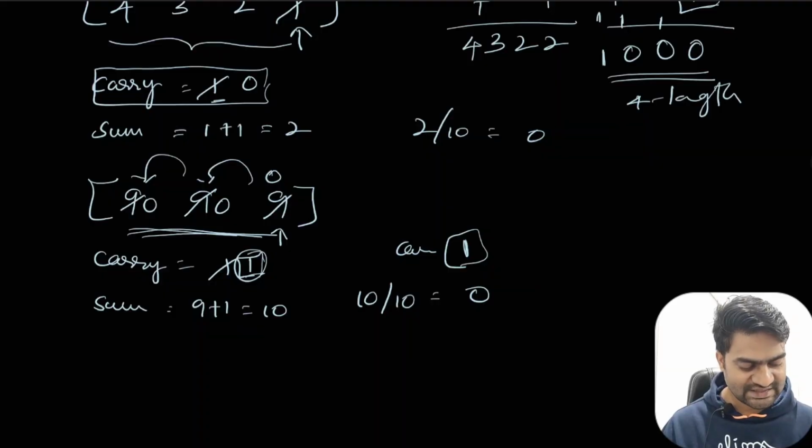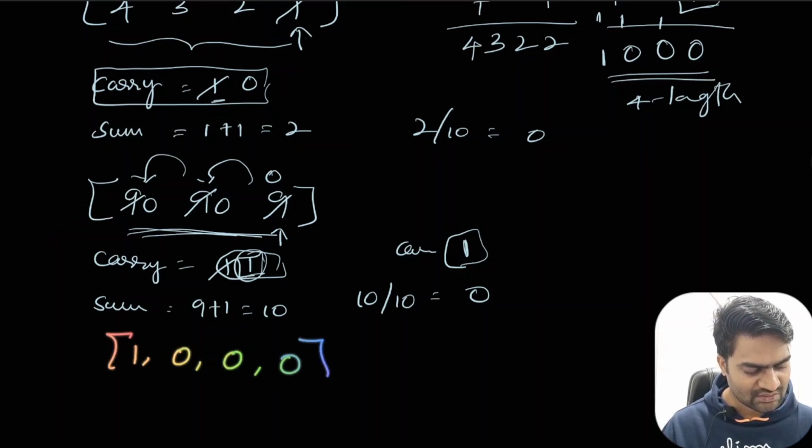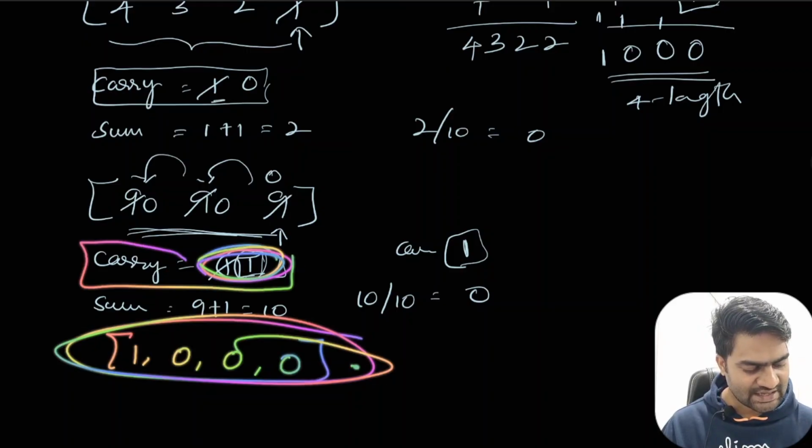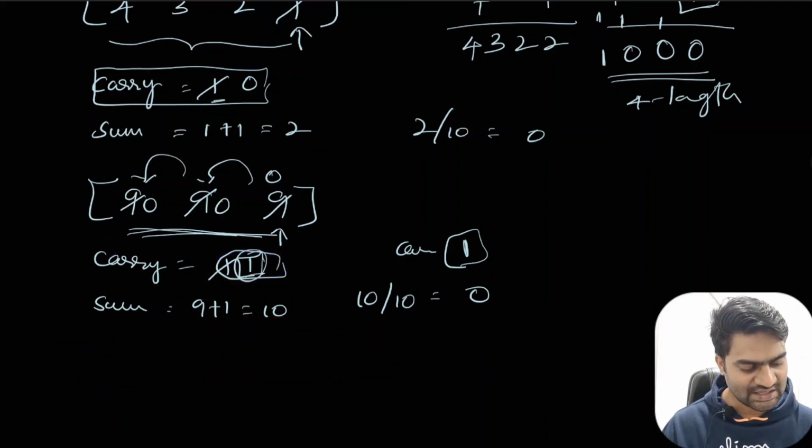So at the end we need to check if the carry is 1. If that is the case, we need to append 1 to it. That way we get 1 0 0 0. So this is what we are expecting, and this is what we need to return. So at last you check for carry. If it is 1, then you simply append 1 to this particular array. Okay, let's write the pseudocode for that.